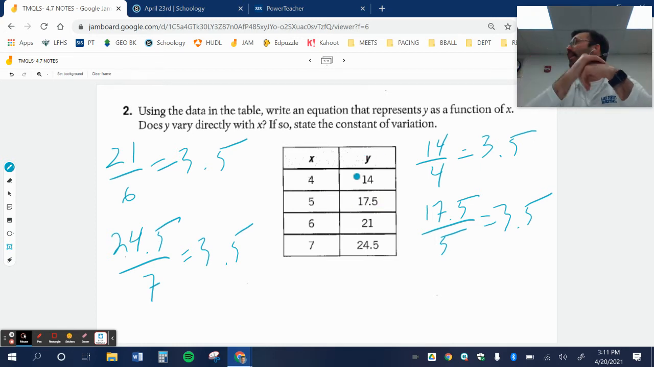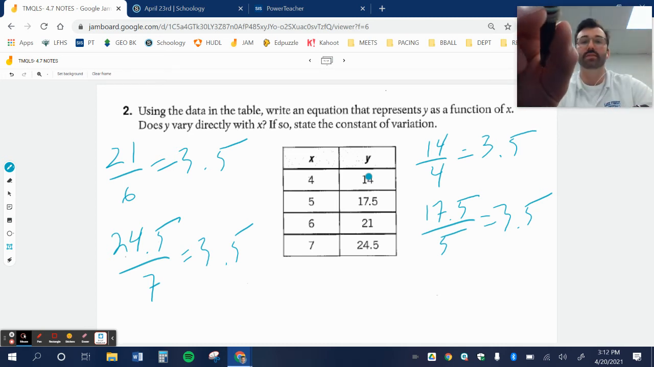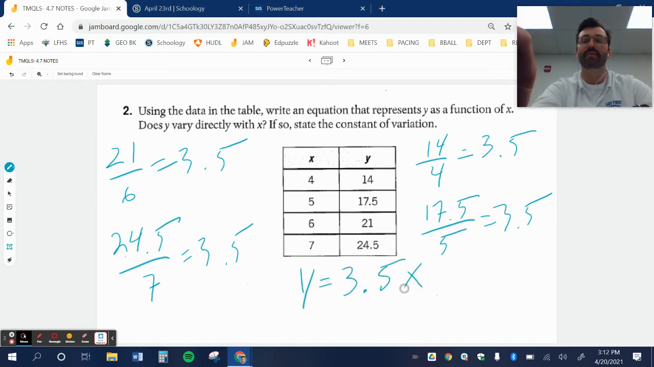You recognize that in the past, we've talked about our rate of change being change in y over our change in x. Now it's a little bit different. We're talking about dividing y by x for all of these. So does y vary directly with x? Yes. If so, state the constant of variation. Here's what our equation would be: y equals 3.5x. Our constant, our multiplier, is 3.5.